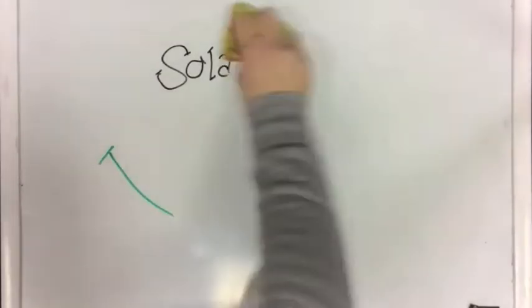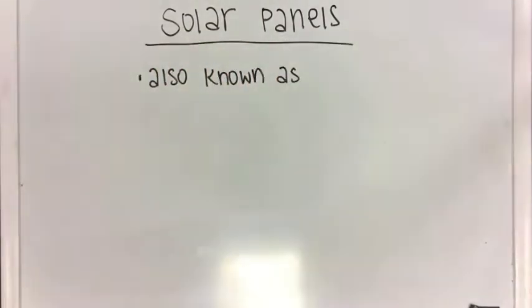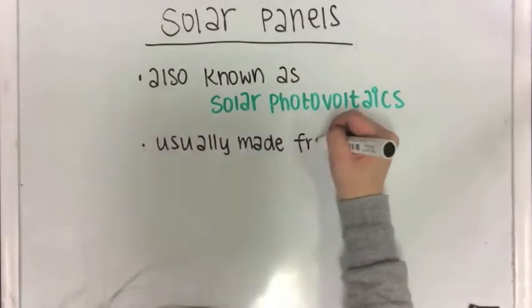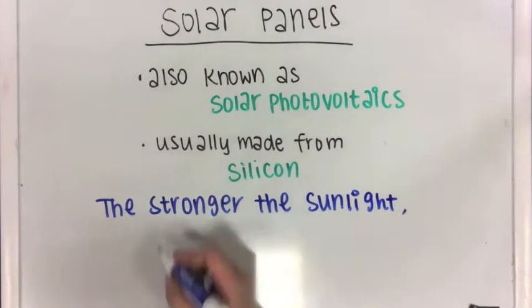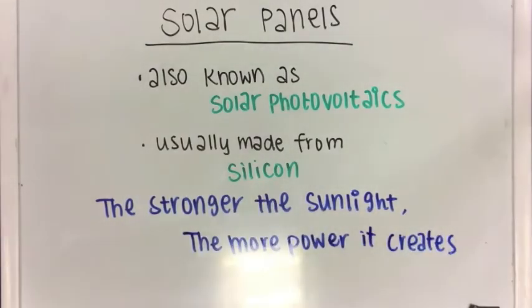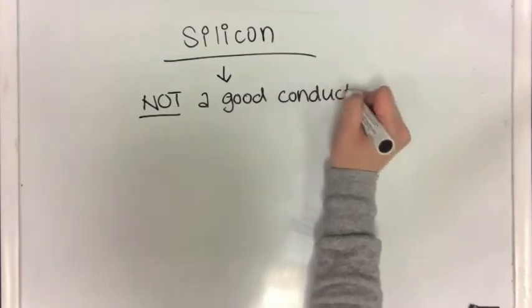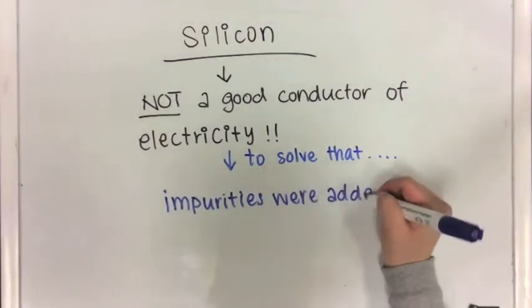Let's start with solar panels. Solar panels are also known as solar photovoltaics. They are mainly made out of silicone and are mostly fit on top of roofs. The stronger the sunlight, the more power it creates. As silicone is not a very good conductor of electricity, to solve this, impurities were usually added through a process named doping to set the stage for creating an electrical current.